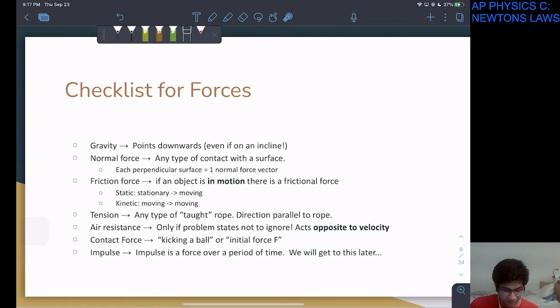Okay, so I came up with a very brief checklist. I guess it's not super brief actually, but this is how I would approach a problem if I'm thinking about all the different types of forces that might exist. So the first thing I think about is gravity.